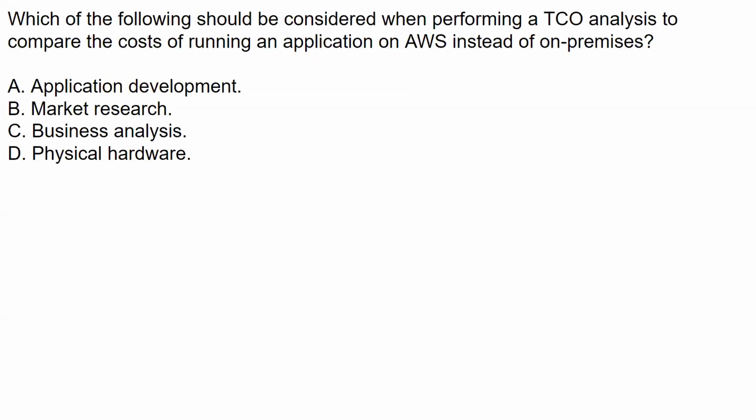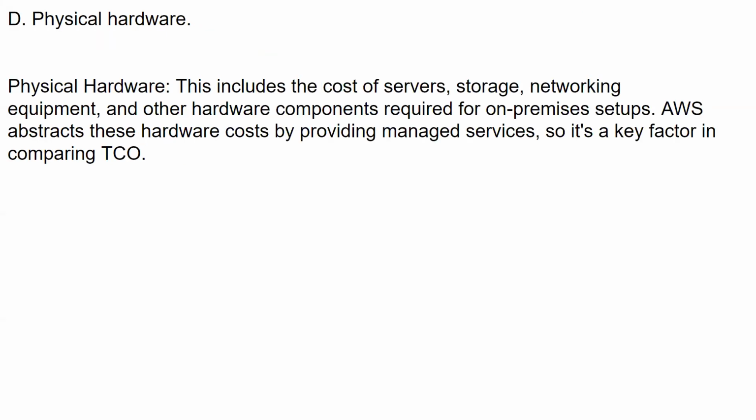Which of the following should be considered when performing a TCO analysis to compare the cost of running an application on AWS instead of on premises? Application development, market research, business analysis, physical hardware. Physical hardware, this includes the cost of servers, storage, networking, and other hardware required, which AWS abstracts by providing managed services.